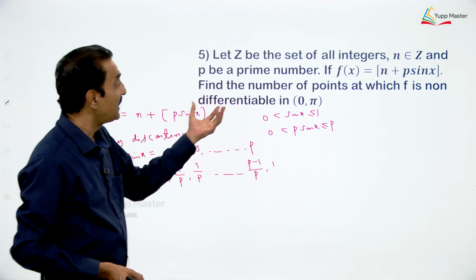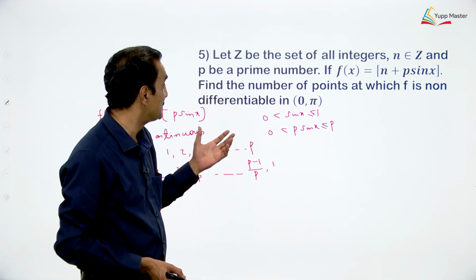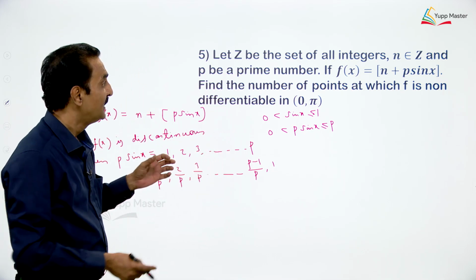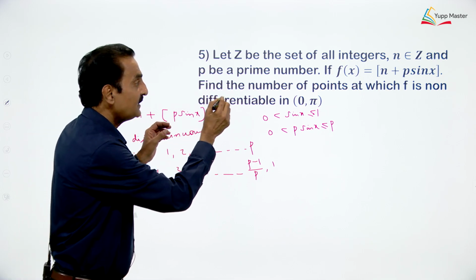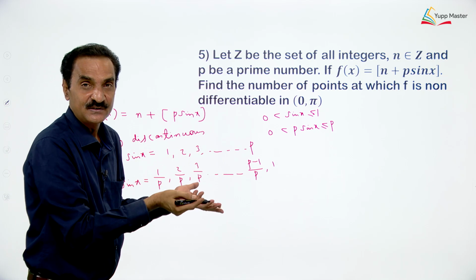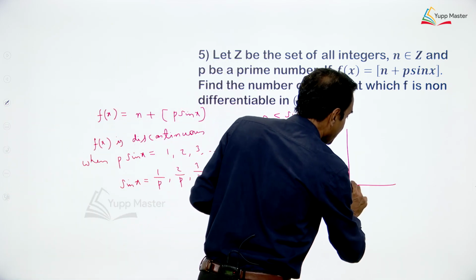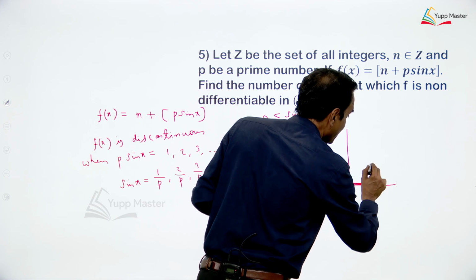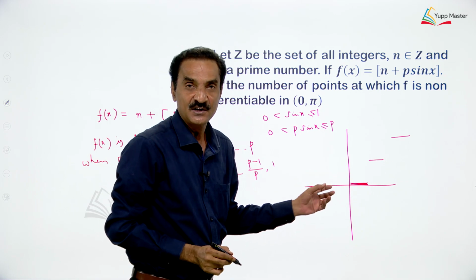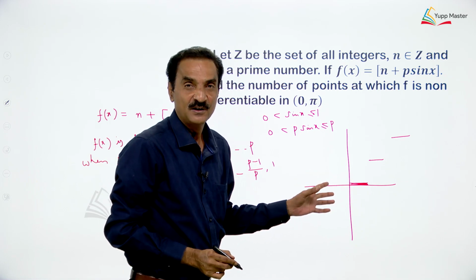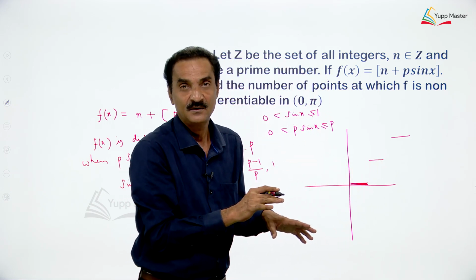Now, we want the number of values of x at which it is discontinuous, sorry, not differentiable. Actually, when it is discontinuous, automatically it is not differentiable. Greatest integer function, if you see, at every integral value of x, it is discontinuous, so not differentiable. At remaining points, it is continuous and differentiable. Okay.